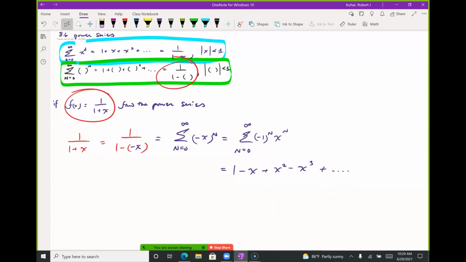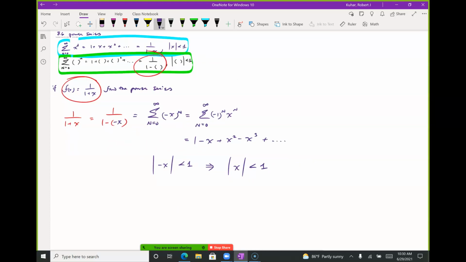And this will connect back later. For my radius of convergence, I want to look at the absolute value of negative x is less than 1. What does the absolute value do? It kills that negative, right? So I'm back to my radius is 1.